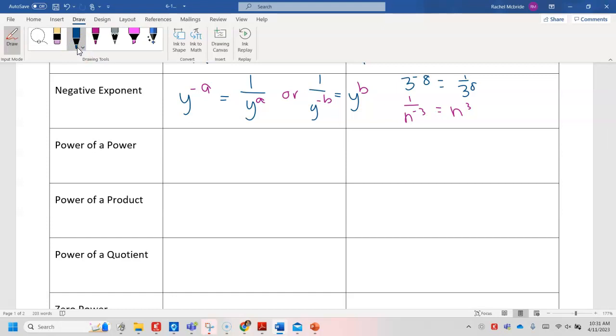A power to a power gets multiplied. So if you had x to the a, to the b, it becomes x to the ab. Becomes x to the a times b. So again, 3 squared cubed becomes 3 to the 6th. A power to a power becomes multiplied.